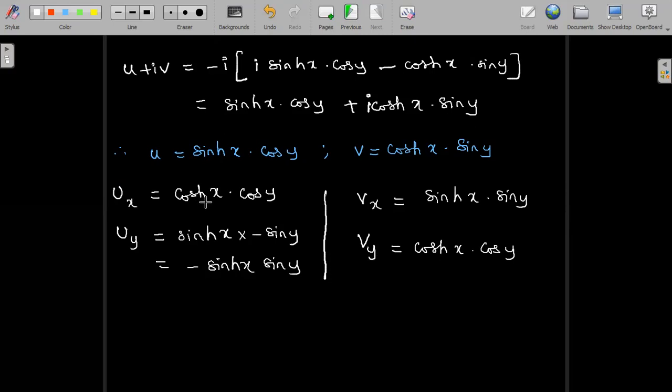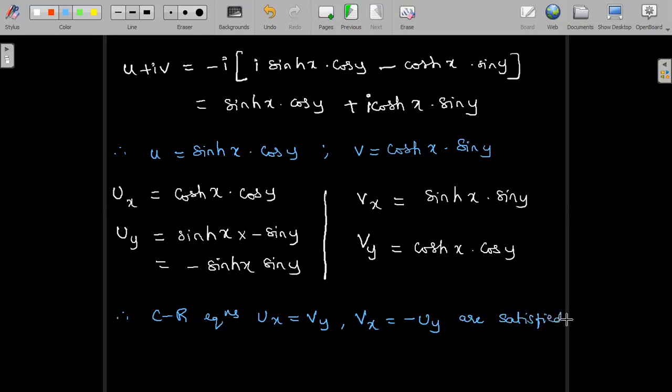Now we observe the CR equations are satisfied. Cos hx into cos y, cos hx into cos y for ux is equal to vy, and vx is equal to minus uy. There's a minus sign here. So hence we can conclude that the CR equations are satisfied. So therefore, what are the CR equations that were mentioned? Ux is equal to Vy and Vx is equal to minus Uy are satisfied.